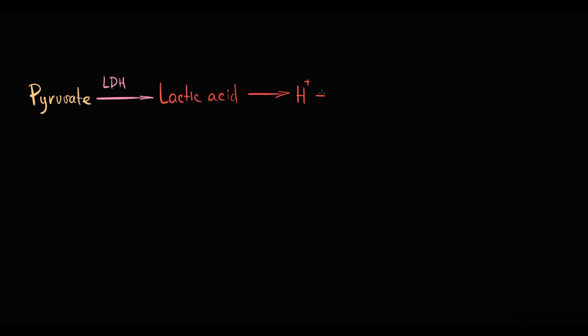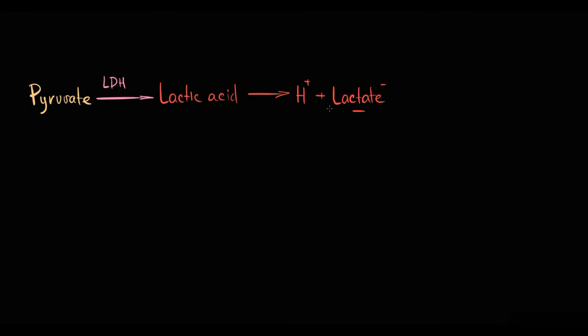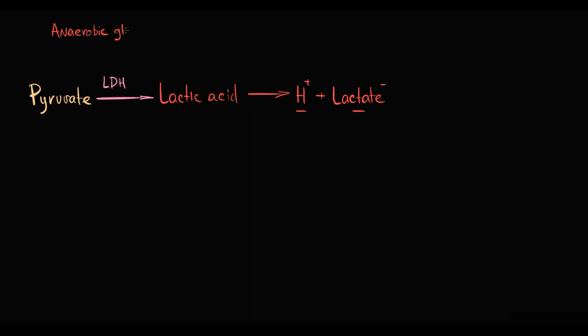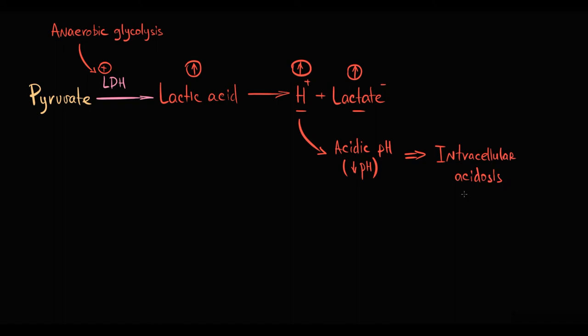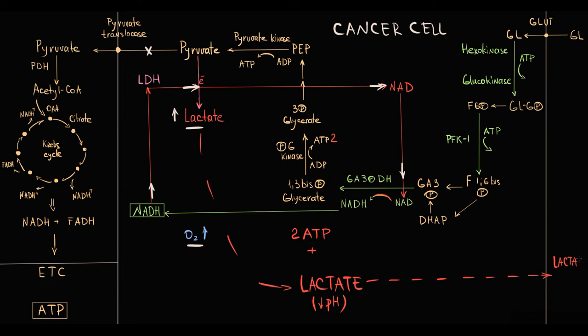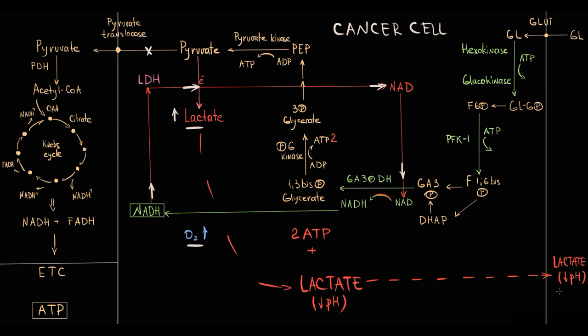So when we are talking about accumulation of lactate, accumulation of hydrogen ions simultaneously occurs. So with anaerobic glycolysis, the amount of lactate and also the amount of hydrogen ions in the cytosol increase, and hydrogen ions make intracellular pH more acidic, or we can say that accumulation of hydrogen ions decreases intracellular pH and causes intracellular acidosis. Then the cancer cell excretes lactate and hydrogen ions out of the cell, and this results in acidification of the microenvironment. So, as we see, now we have all three metabolic properties of cancer cells.